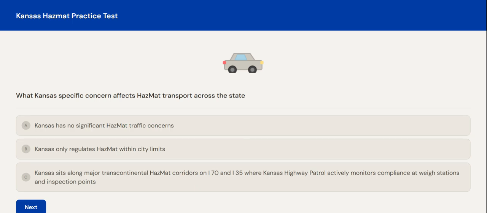Let's move on. What Kansas-specific concern affects hazmat transport across the state? Kansas sits along major transcontinental corridors like I-70 and I-35. The KHP actively monitors these routes with high-frequency inspections at way stations and rest areas.